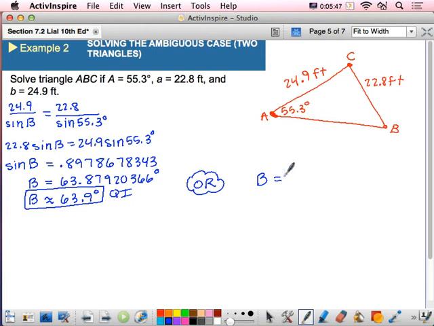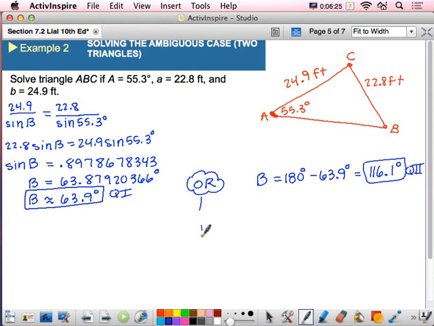So 180 minus 63.9, which would mean in that case B is 116.1. Guys, is it 116.1? Yes? Okay. That is your second possibility. That is your quadrant 2 possibility. And that produces a whole separate scenario. So that means we have to work both of those problems completely.